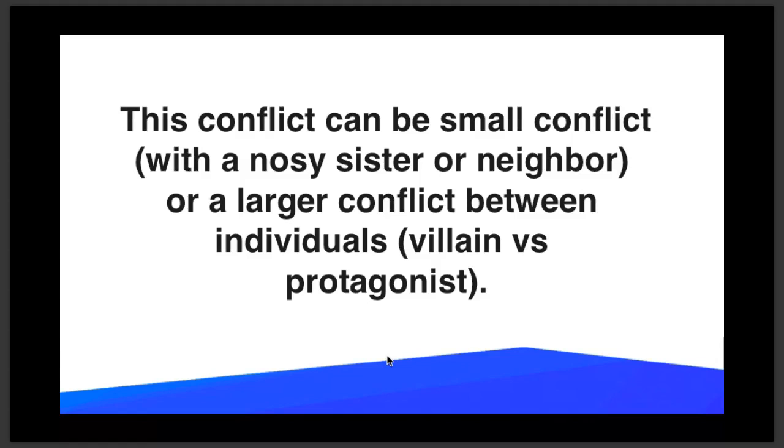This conflict can be a small conflict, such as with a nosy sister or a neighbor. That's not life-altering, but sometimes it's that type of conflict that wears us down. And it can be used intentionally, and I'll go into that in just a second. Or there can be larger conflict between the individuals, such as the villain versus the protagonist. So this is a wonderful thing to understand, because it can last from the beginning of the story to the end, or it can be small, just like Bettina mentioned, how the detective in the J.D. Robb stories has little conflict with the doorman who won't tell her about suspects. That's a small person-to-person conflict.